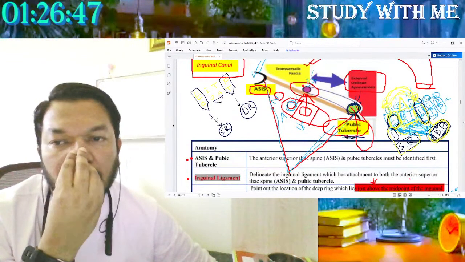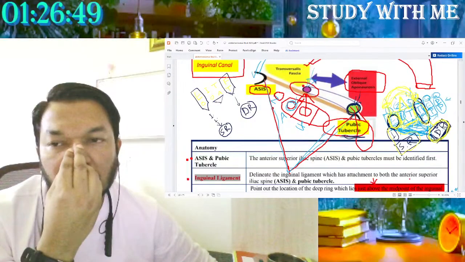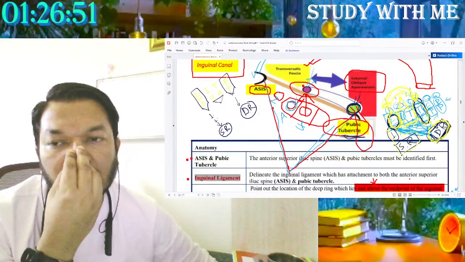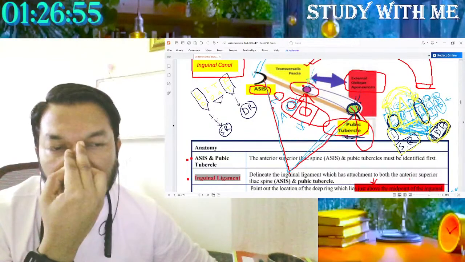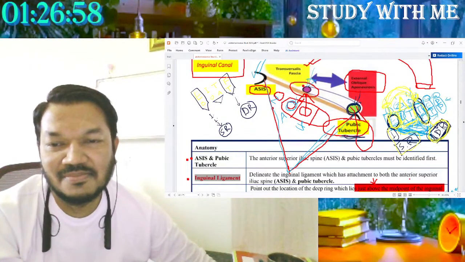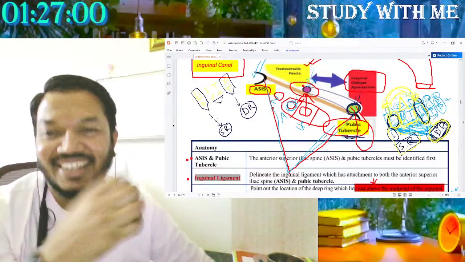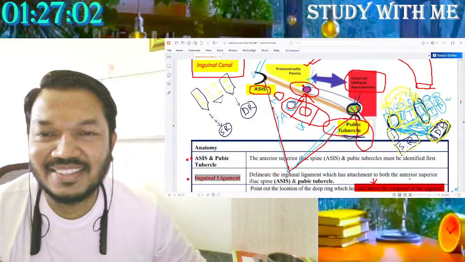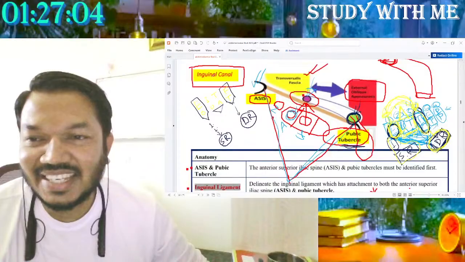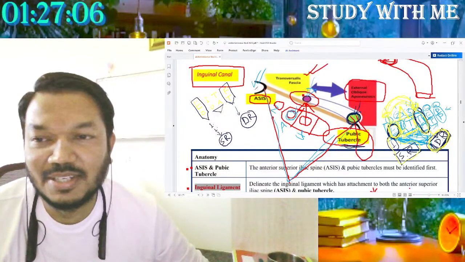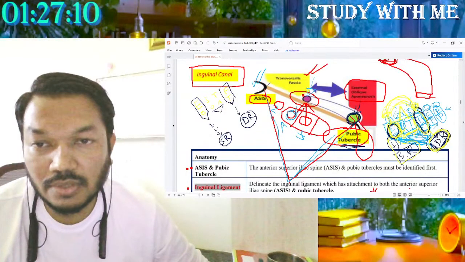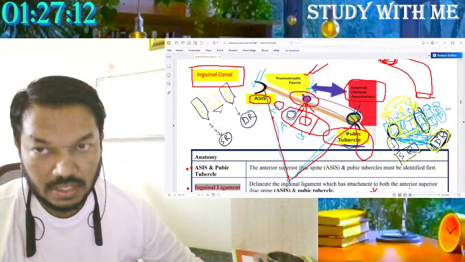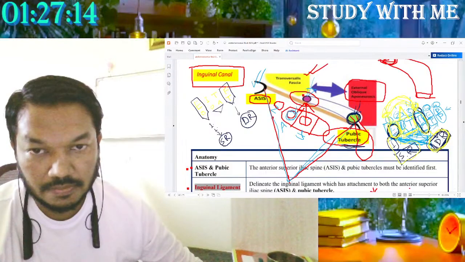This is very important. Shape doesn't matter. Yeah, you see, this is important. Inguinal canal, very, very important. Already we have studied.